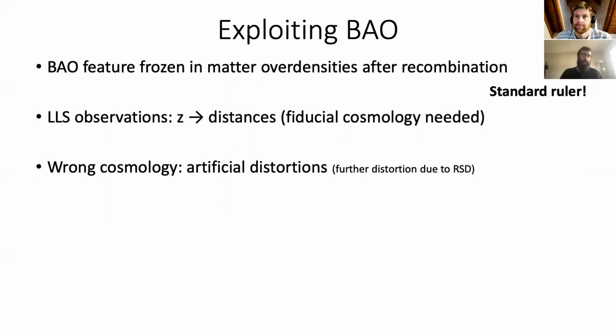But we use later, in order to fit our models, three-dimensional summary statistics of the clustering, such as the correlation function or the power spectrum. And to do this, to measure those summary statistics, we need distances. And here is the first step where a fiducial cosmology is needed. We need to transform these redshifts into distances, assuming a cosmology.